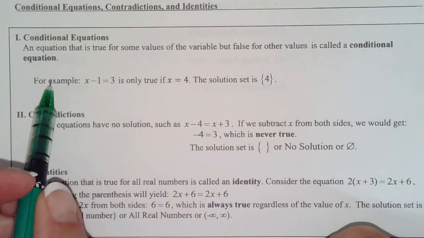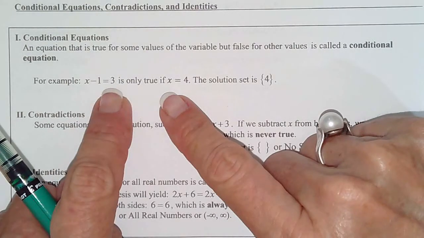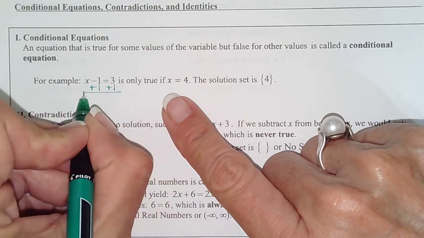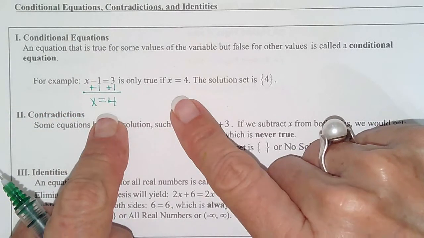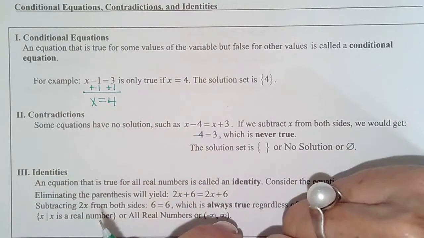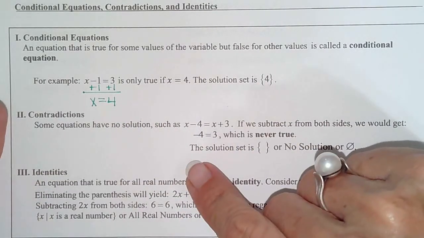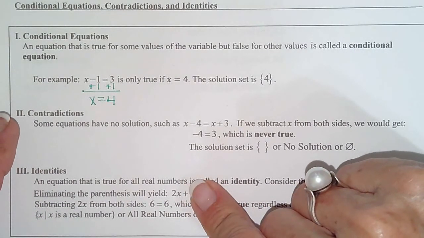So a conditional equation is an equation that is true for some values of the variable but false for others. So when we were doing ones like these earlier today, we didn't quite have ones this easy. We would get a single solution, x equals 4, and that was called conditional. So conditional means we have at least one solution.